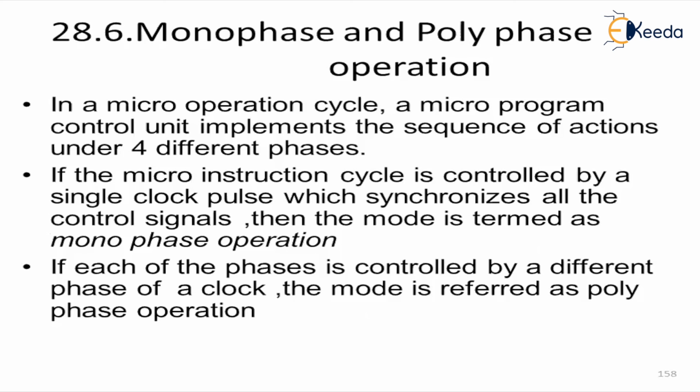Now, what do you understand by monophase or polyphase? In a micro operation cycle, a microprogram control unit implements the sequence of actions in different phases, as we have seen. If the micro instruction cycle is controlled by a single clock cycle that synchronizes all the control signals, then it is termed monophase. If each of the phases is controlled by a different phase of a clock, the mode is called polyphase. So both of these operate in two different modes.